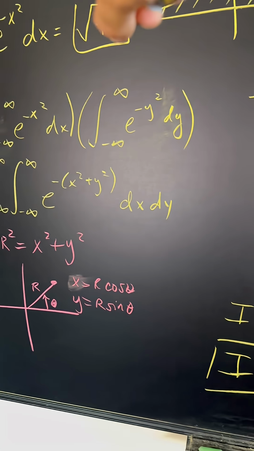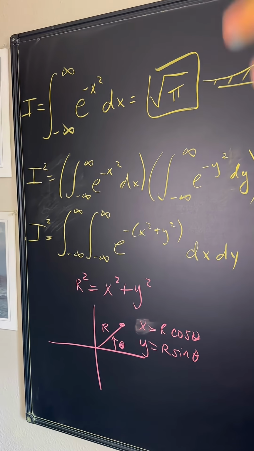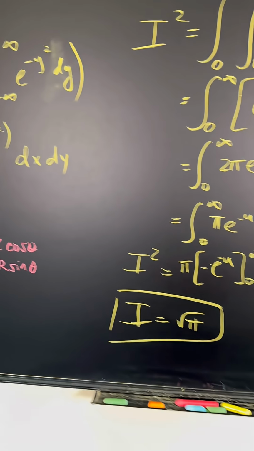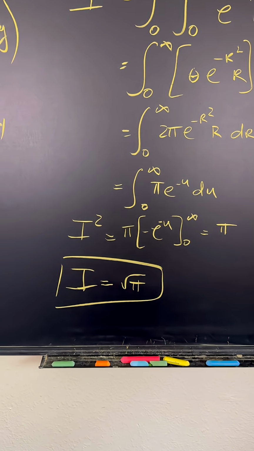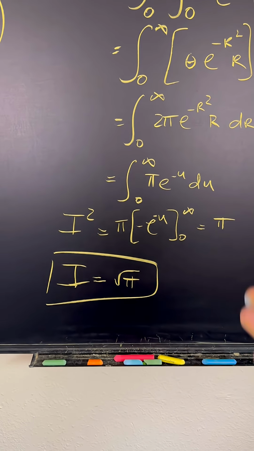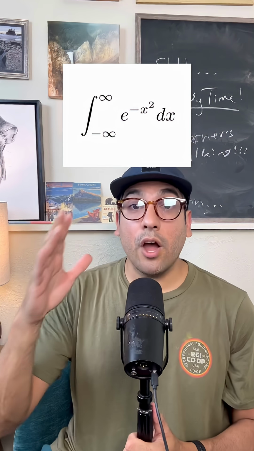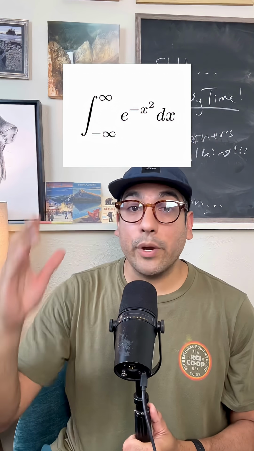Now, we need to find I in this particular problem, so all we have to do now is just take the square root, and we get that I is equal to the result that we had talked about initially, which is root pi. One simple curve, one radical result. The area underneath the curve e to the negative x squared from negative infinity to infinity is the square root of pi. And that is what we call the Gaussian integral.